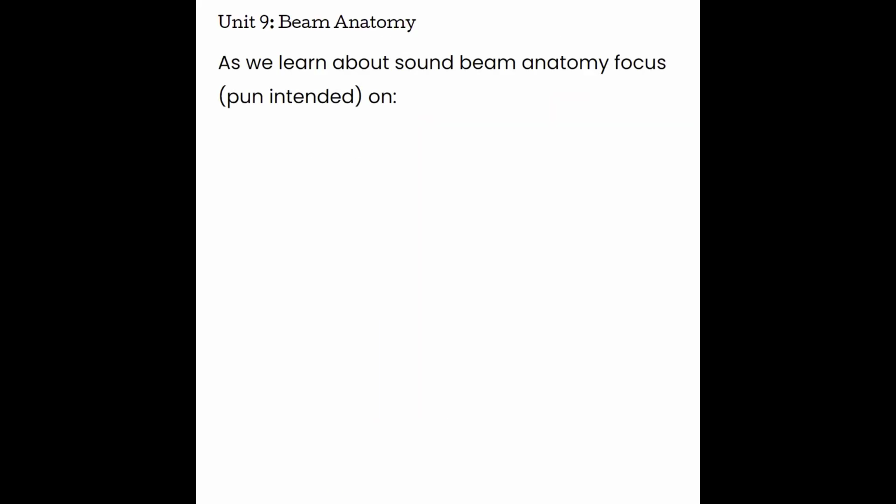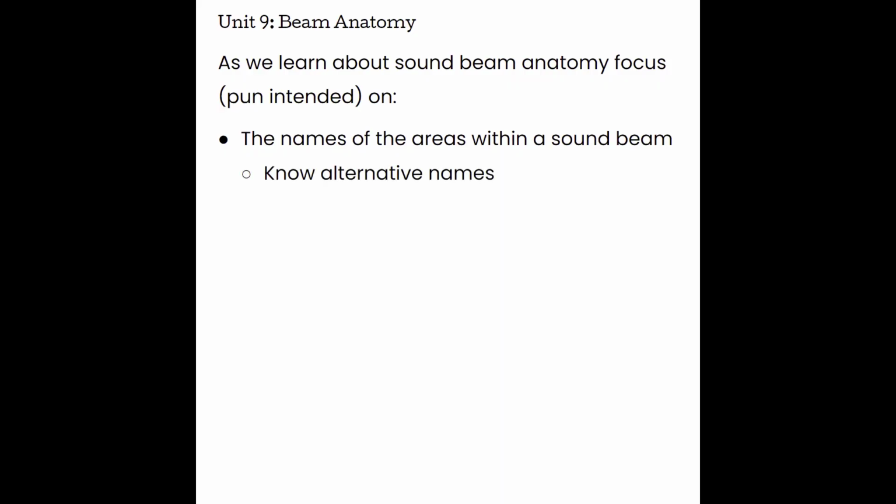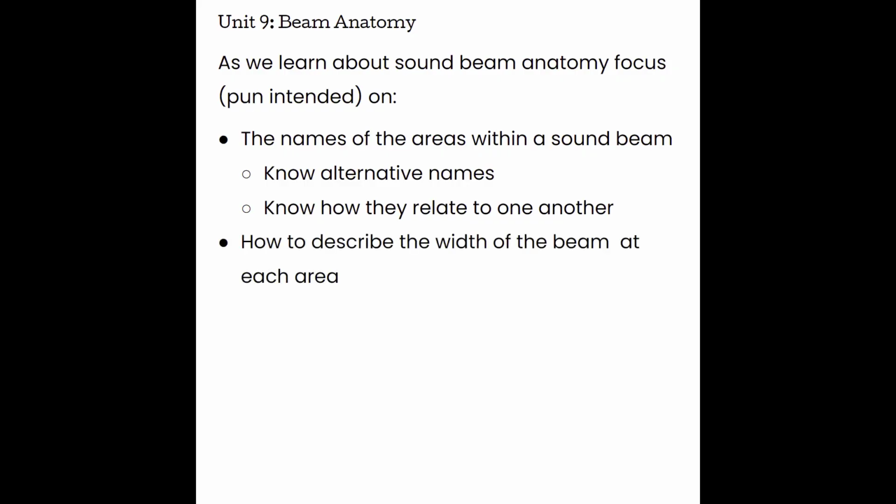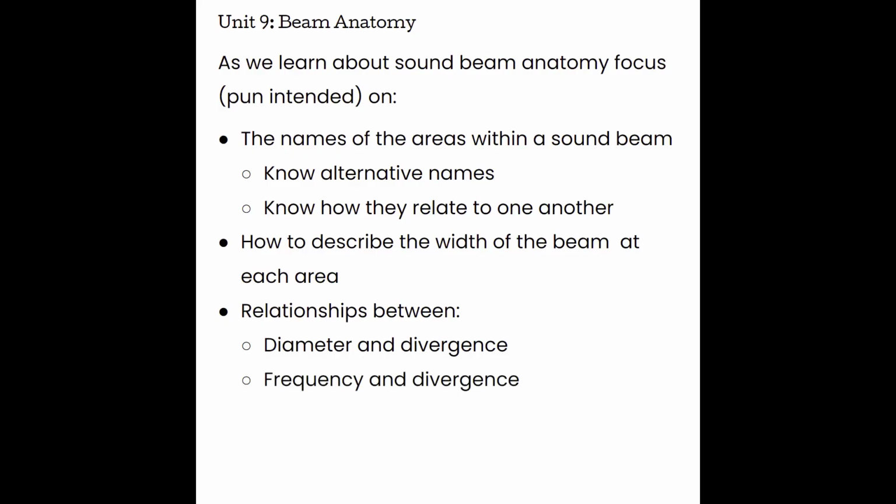As we learn about the sound beam anatomy, focus, pun definitely intended, on these few things. We're going to look at the names of the areas that are within a sound beam. So I want you to know any alternative names that come up with it and how all of these areas relate to one another. You should also be able to describe the width of the beam at certain areas. And then lastly, we're going to really focus on relationships between diameter and divergence, frequency and divergence, diameter and focal depth, and frequency and focal depth.